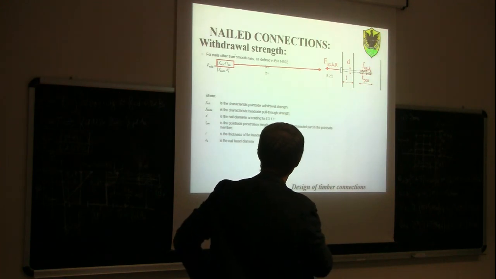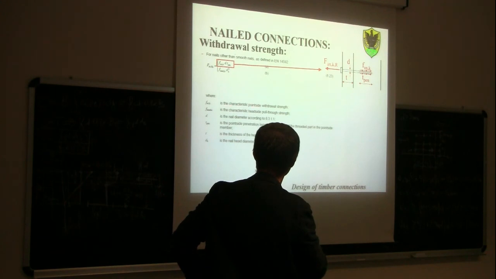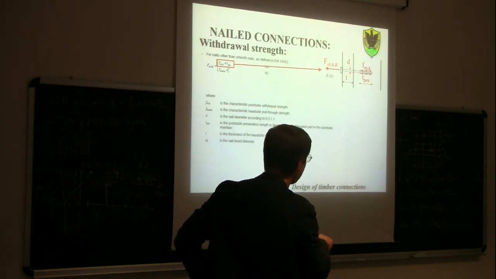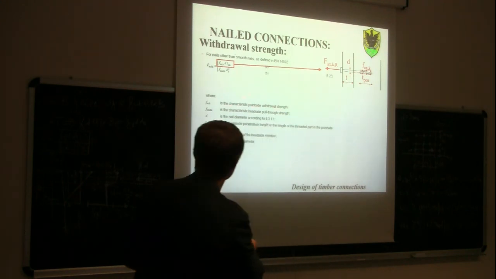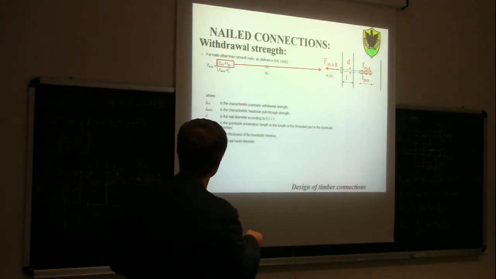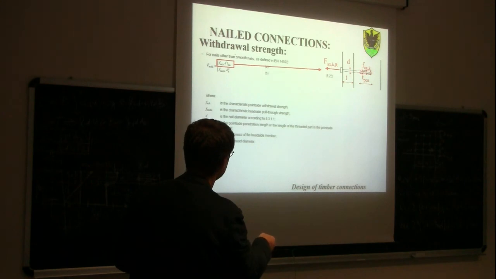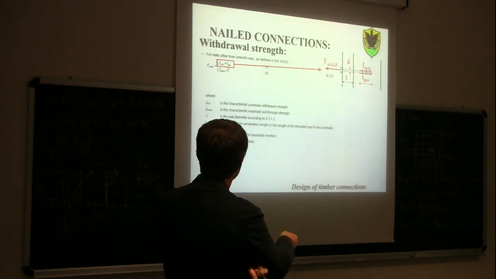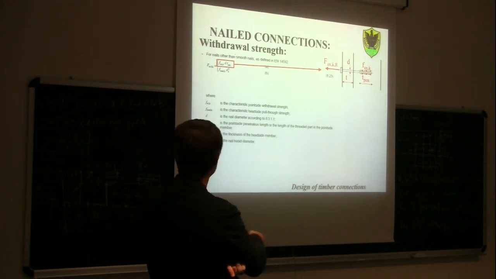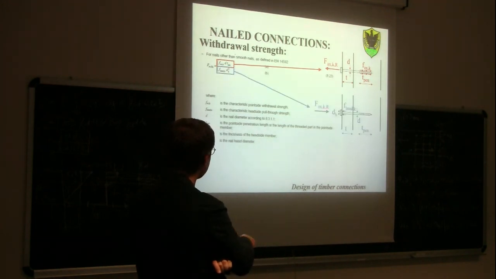And this is Fxk, the characteristic point side withdrawal strength. So this is the failure of the point side of the nail: characteristic point side withdrawal strength times the diameter times the length of the point side. Or the second possibility is that we have a crushing of the wood underneath the head.